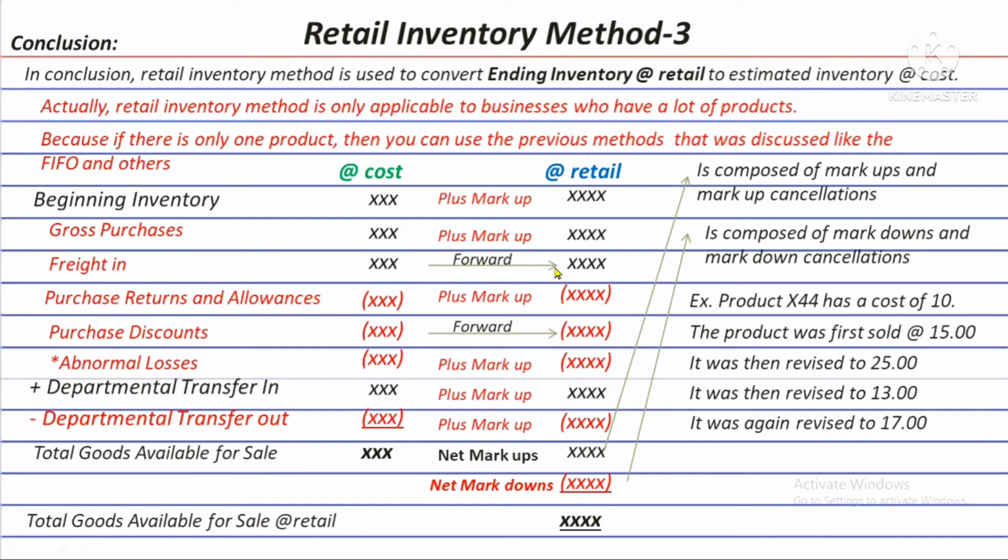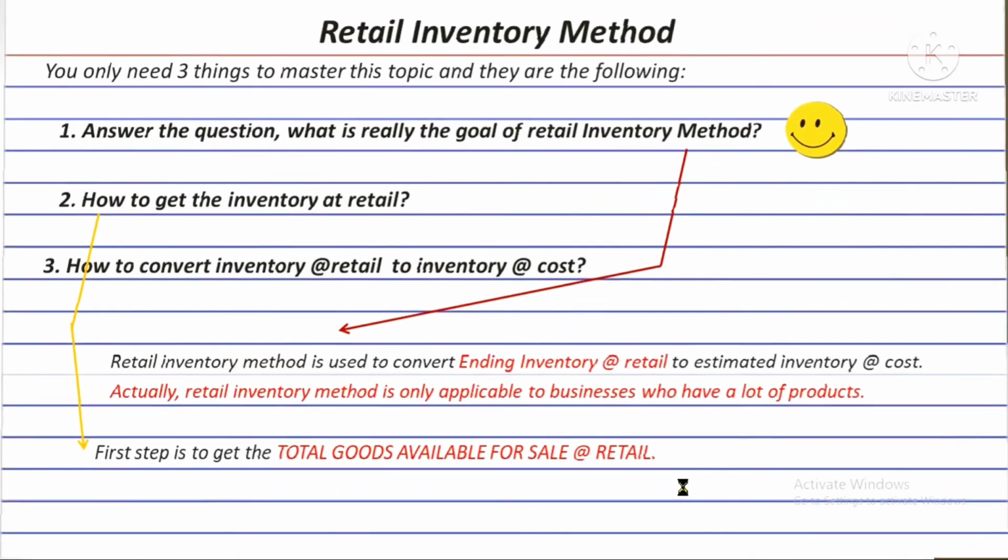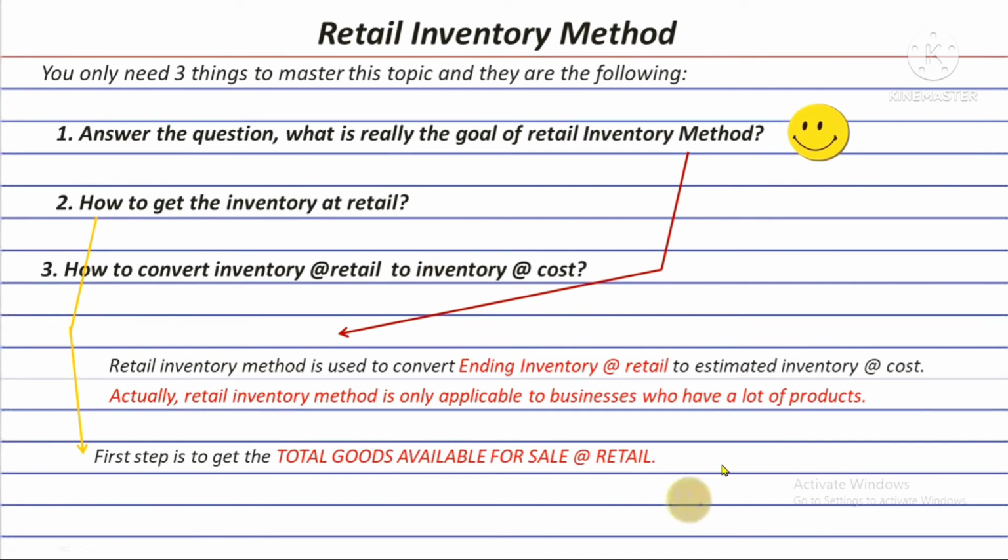And since you already know the concepts of all of this, you can already summarize all of this to get the TIGAS at retail. And so, let's go back here and put a small smiley here because we already finished computing the TIGAS at retail. And that's it. Now, the last step to answer this question is getting the ending inventory at retail amounts. So, let's go back to this TIGAS at retail computation.